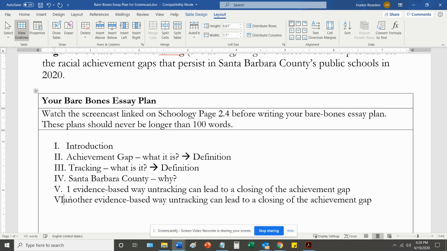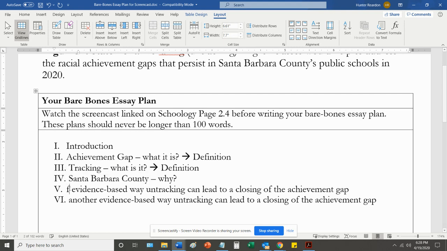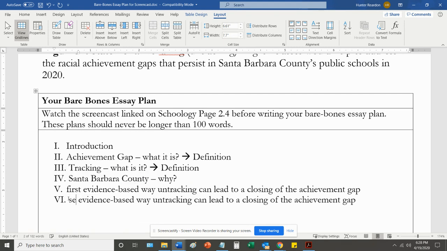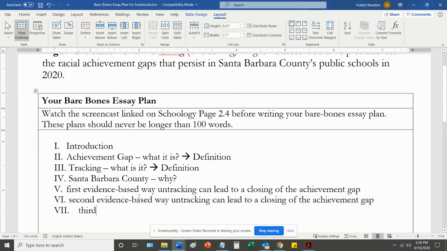Instead of, I'm going to change this here to say first evidence-based way untracking, second evidence-based way untracking can lead to a closing of the achievement gap. Third, same thing, evidence-based way. All right, that would be 3 paragraphs.